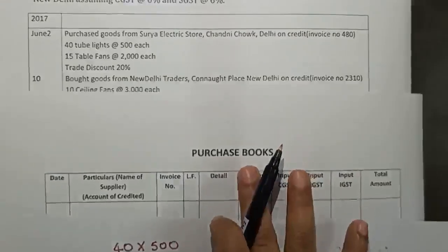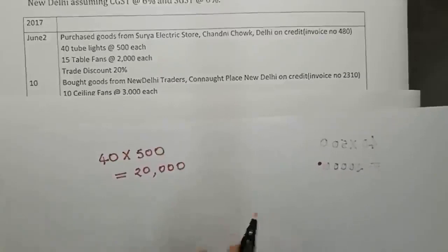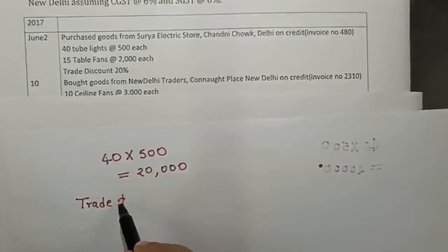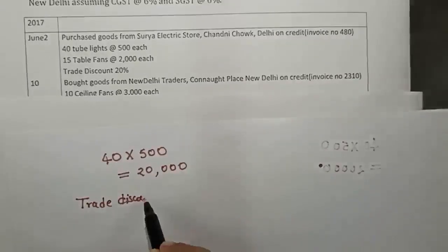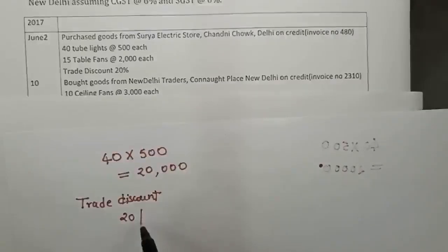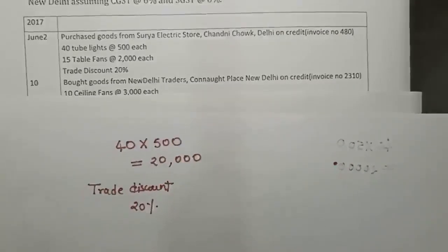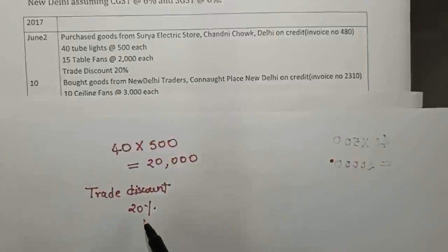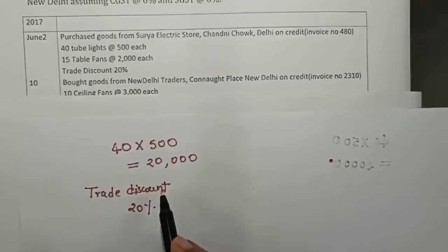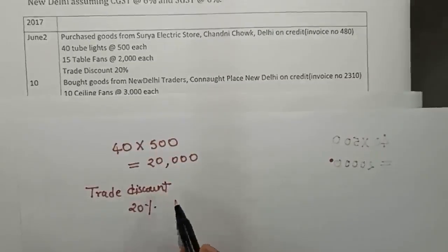Now, do we have any trade discount? Yes, there is a trade discount being given here in the question. In the question, we have the trade discount at the rate of 20%. So what are we going to do? The next step will be to find out the 20% of 20,000 we have.